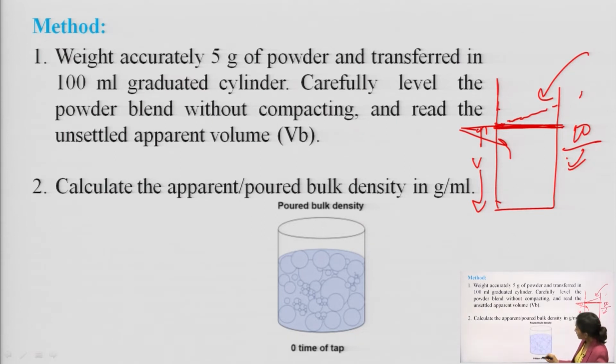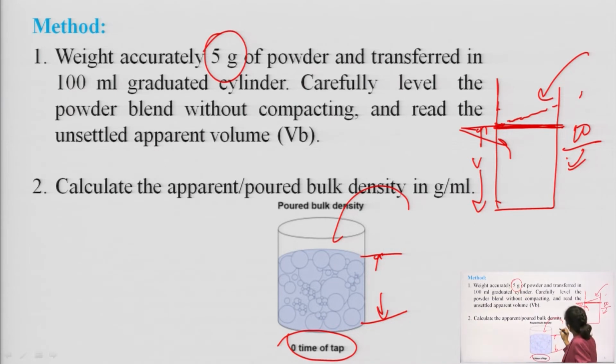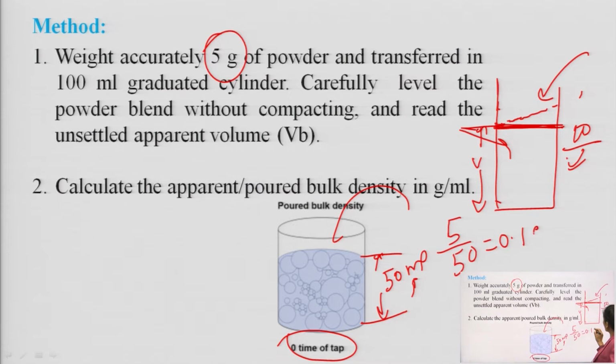See, 0 time of tap, that means no tapping, but just simply pour the 10 gram of powder or 20 gram of powder or 5 gram of a powder from here, and what will be the volume? Just divide, for example, here 5 gram and it is 50 ml. Because the measuring cylinder has a division, that is graduated cylinder, so you can measure the volume. So, 5 divided by 50 equal to 0.1 gram per cc will be the bulk density.